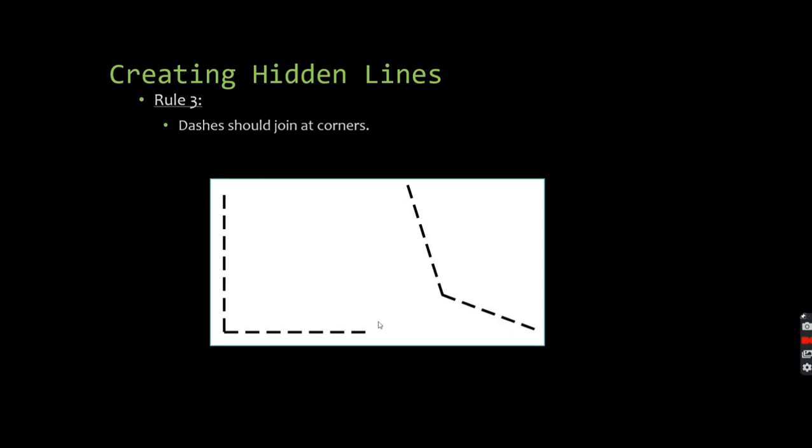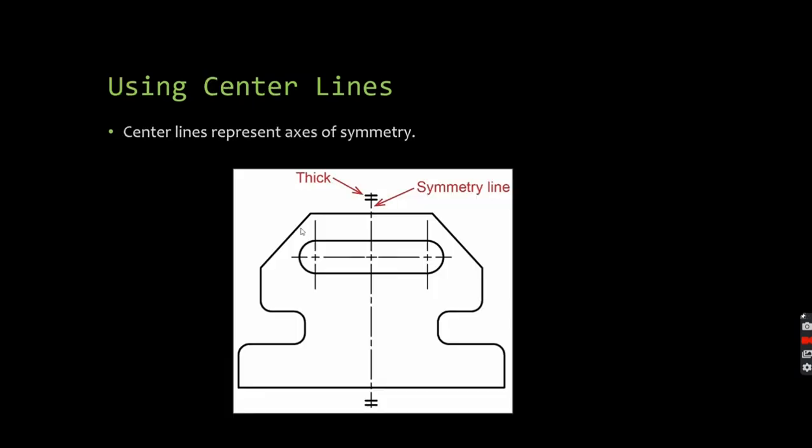Dashed lines should join at the corners. Center lines represent axes of symmetry. You normally see them on round objects, but it doesn't have to be. This is not necessarily a rounded object. We can't tell from this drawing, but we know that it's symmetrical on either side of the center line.